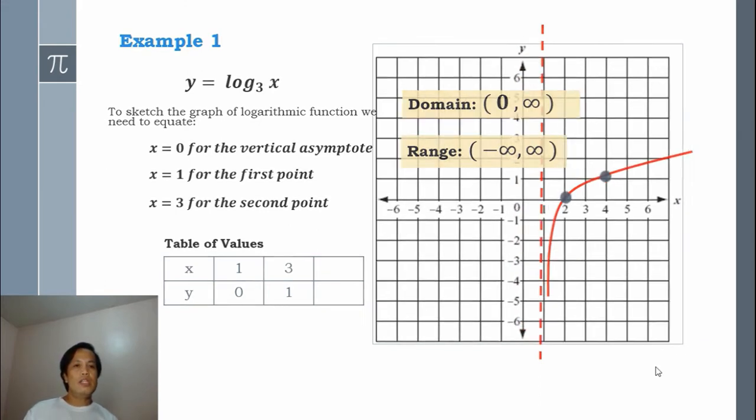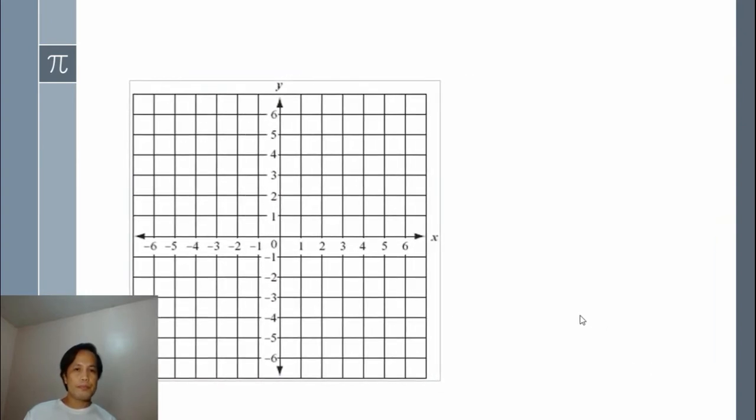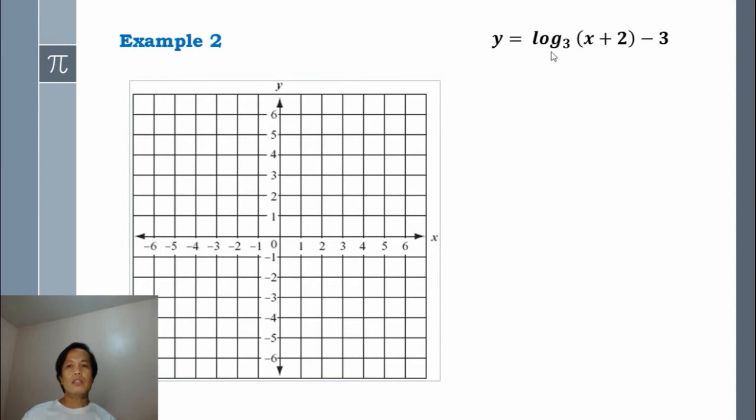Okay, let's proceed to example number 2. For example, we are given this function: y equals log of x plus 2 base 3 minus 3.